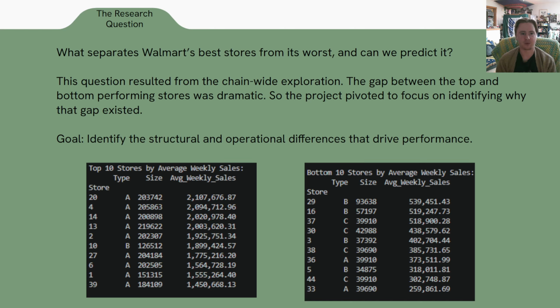So I ended up looking at performance through 2 lenses: total weekly sales in raw dollars. We see average weekly sales there, but raw dollars is the important thing in that metric. And then sales per square foot, which measures efficiency. The goal is to understand what separates the best stores from the worst across both metrics, and whether those differences are predictable from the data available.